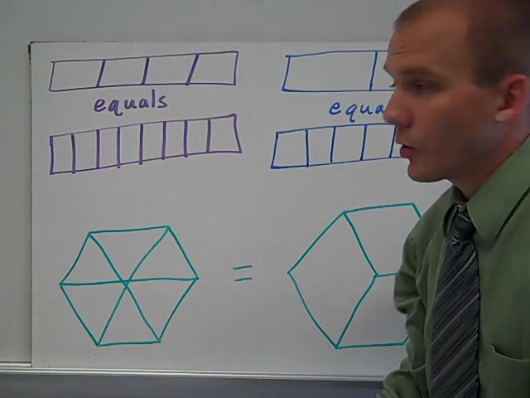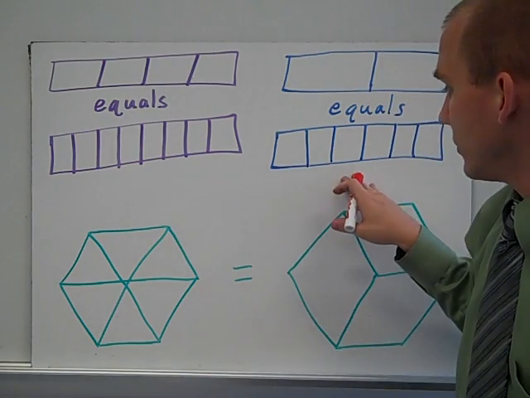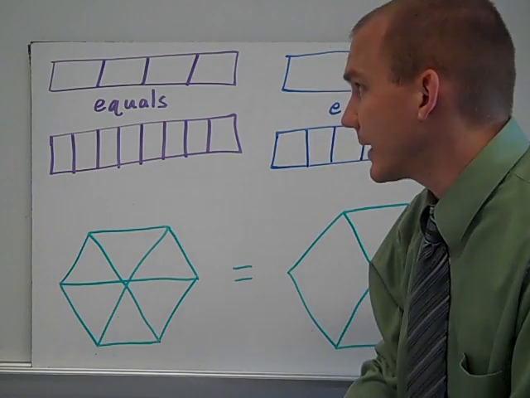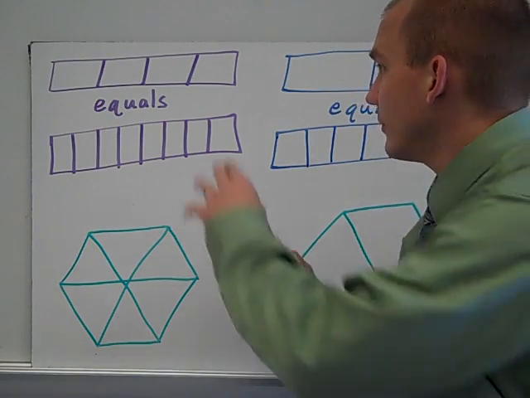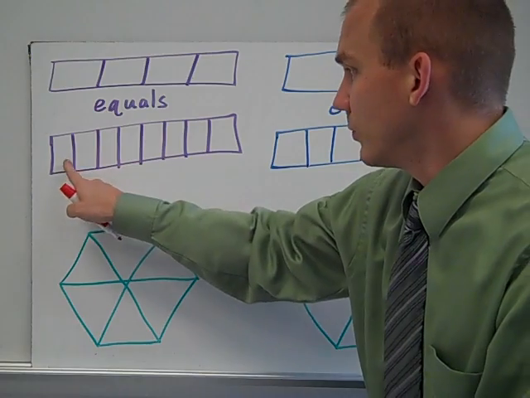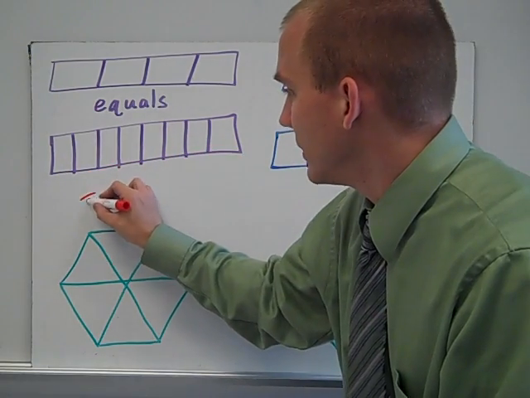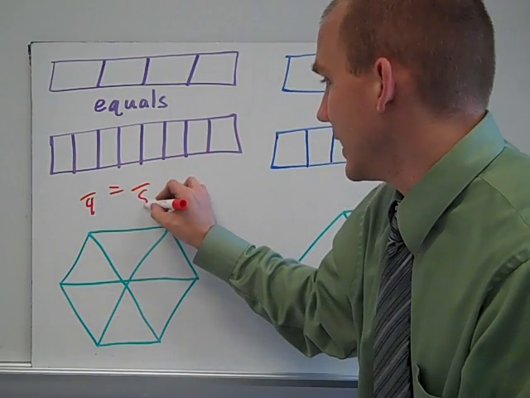Let's play around with some equivalent fractions here. I have some rectangle groups and then a polygon group, actually a hexagon. I'm going to show you some equivalent fractions. Say we take fourths and compare them to 1, 2, 3, 4, 5, 6, 7 eighths. We're going to figure out how many fourths equals how many eighths.